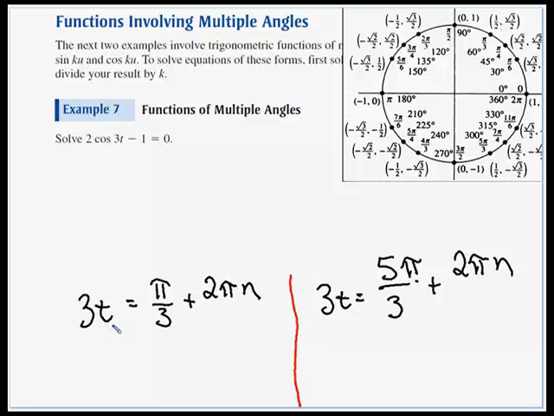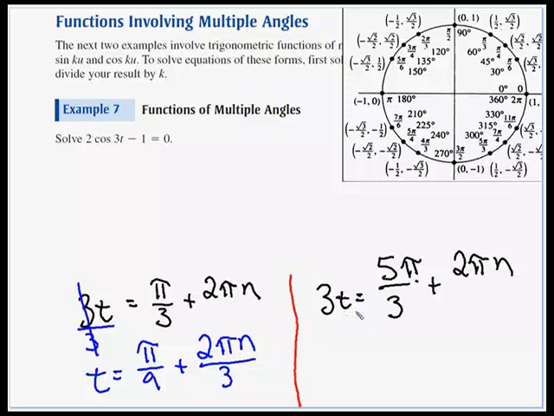Now we just have a 3t, so we want to divide by 3, or multiply by 1/3. If we divide this by 3, we're going to get pi over 9. Plus, we have our 2 pi n, and we divided that term by 3. So there it is, t equals 1/9 pi, plus every 2 pi n after that.